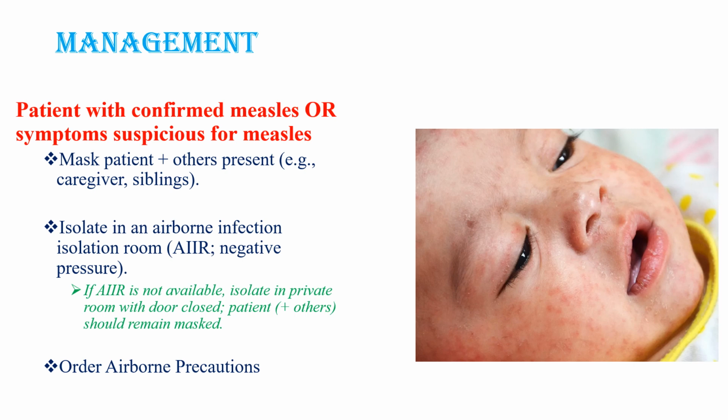When we come to management of measles, for any patient with confirmed measles or symptoms suspicious for measles, first we should mask the patient and other persons such as the caregiver and the siblings. We should isolate in an airborne infection isolation room. If an airborne infection isolation room is not available, isolate in a private room with the door closed. Patient and others in that room should remain masked, and order airborne precautions. Everybody in the room and in that area should have airborne precautions.